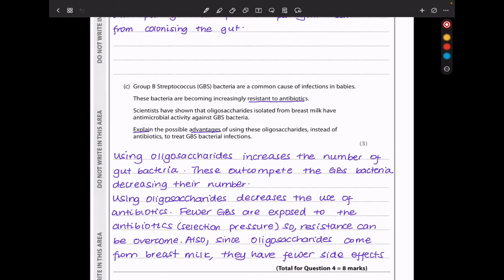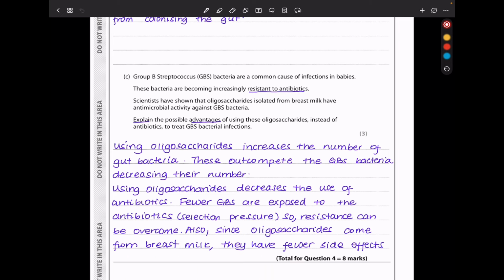In part C, Group B Streptococcus, GBS bacteria are a common cause of infection in babies. These bacteria are becoming increasingly resistant to antibiotics. Scientists have shown that oligosaccharides isolated from breast milk have antimicrobial activity against GBS bacteria. Explain the possible advantages of using these oligosaccharides instead of antibiotics to treat GBS bacteria infections.